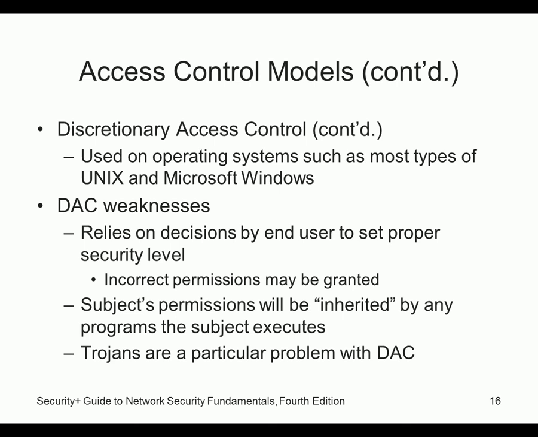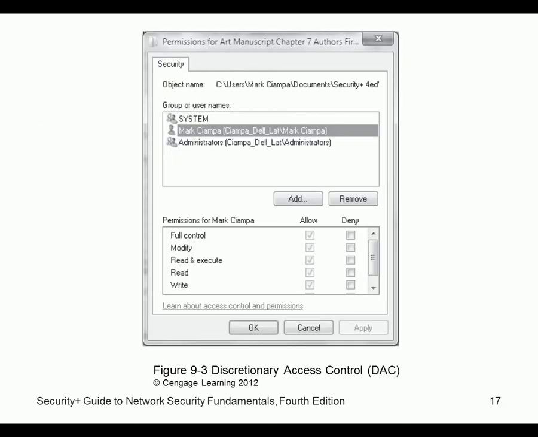So weaknesses. It says it relies on decisions by end users to set proper security levels. Do you always know? You don't always know. Okay? They're also inherited by programs. So if a program tries to access it, well, then the program can inherit whatever the right is of that. So it really could cause some issues. That's why it says Trojans are a particular problem with it. All right? And there we go.